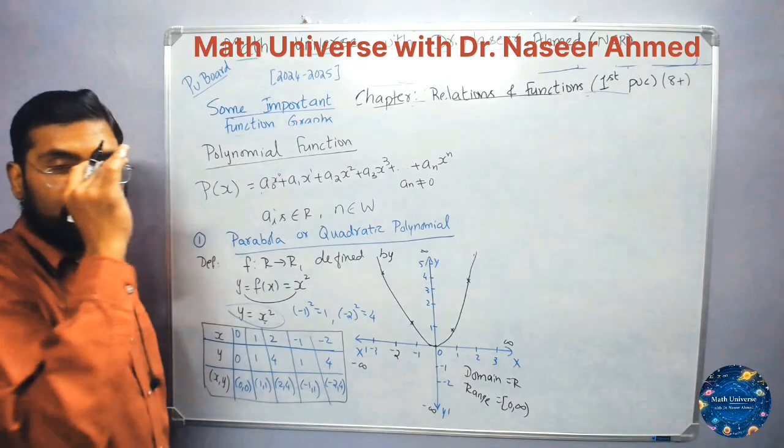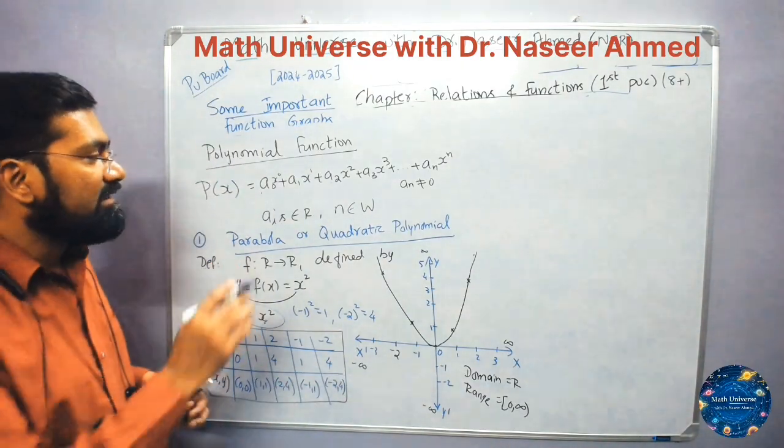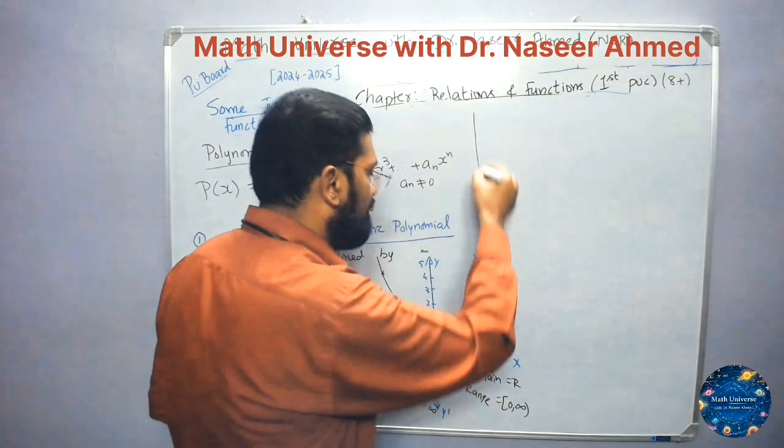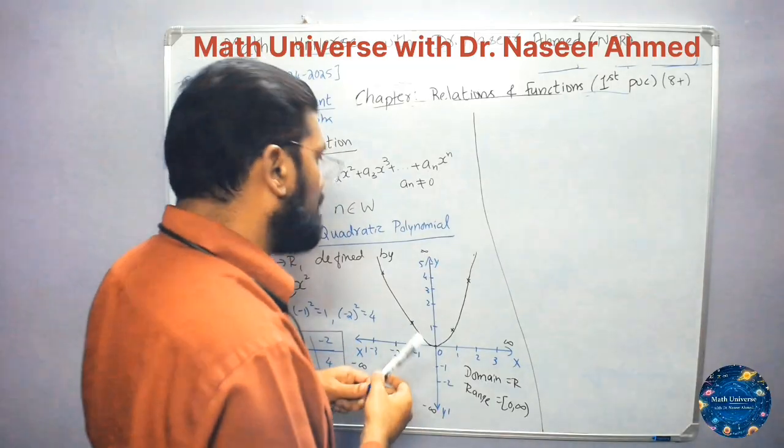Make sure to learn all the domain and range. Who knows, a 1 marker question might come. Okay. So this is about parabola, quadratic. In polynomial, we have one more. That is the cubic polynomial.